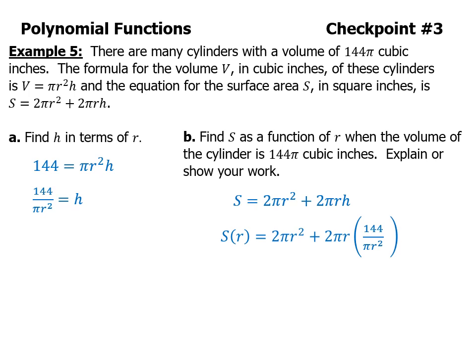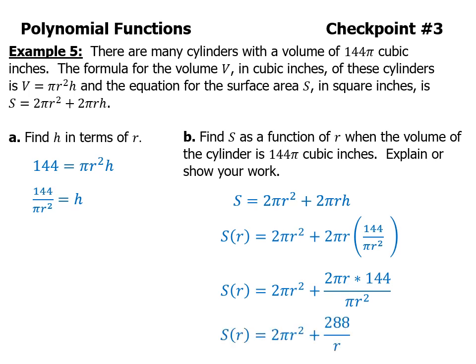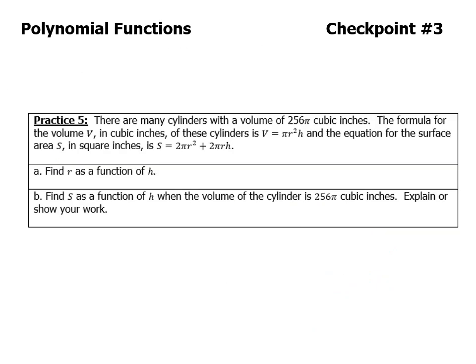be 144 over pi r squared. Simplify it, so that'd be 2 pi r times 144 over pi r squared. The pi's will cancel and an r will cancel, and 2 times 144 is 288. So that just simplifies to 2 pi r squared plus 288 over r. And then I want you to practice it with the next one.